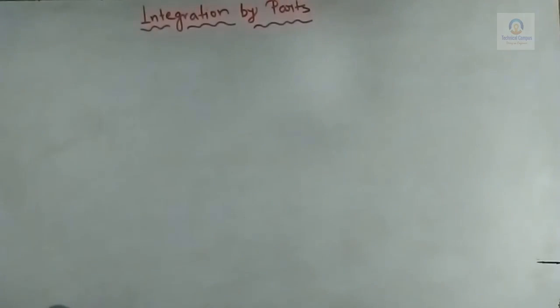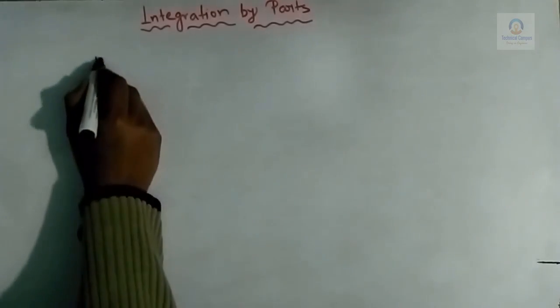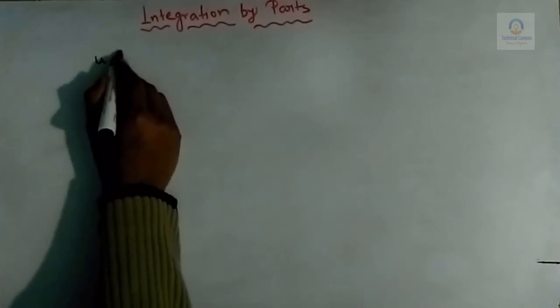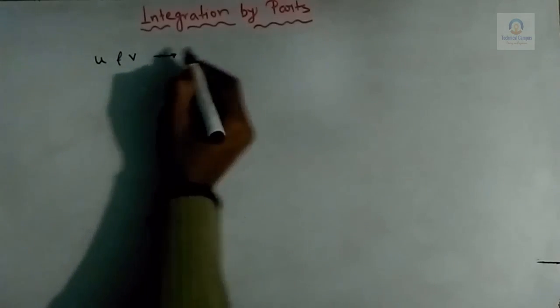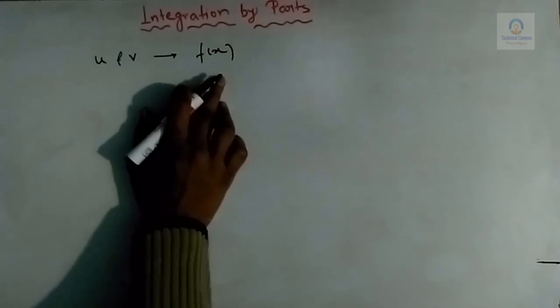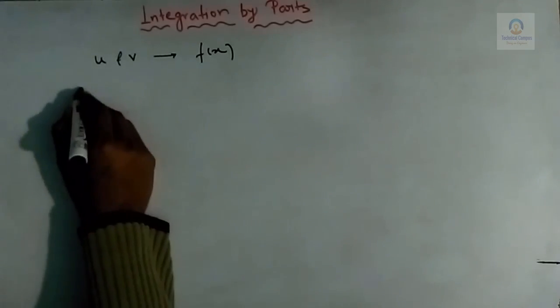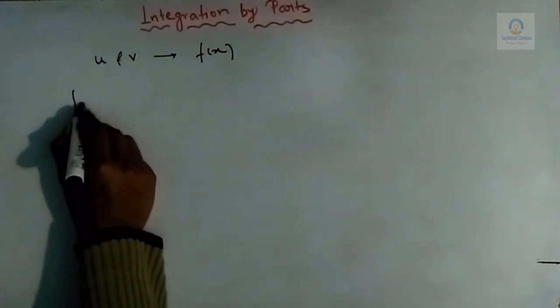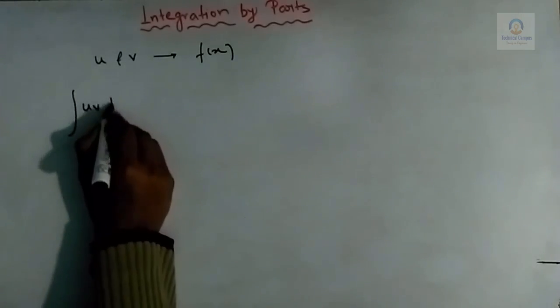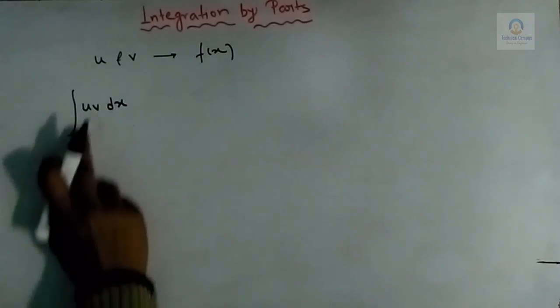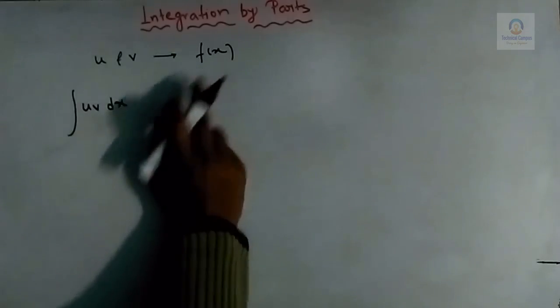Whenever we need to find the integration or product of any two functions, we will use the concept of integration by parts. Suppose we have two functions u and v, and both are functions of x. If we want to calculate the integration of u and v, we have to use the term dx because u and v are functions of x.